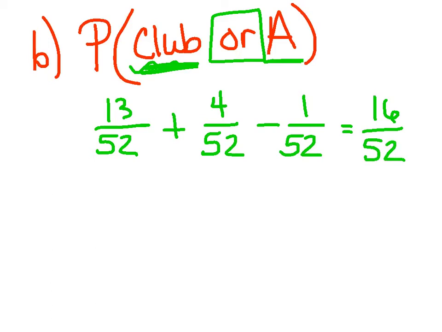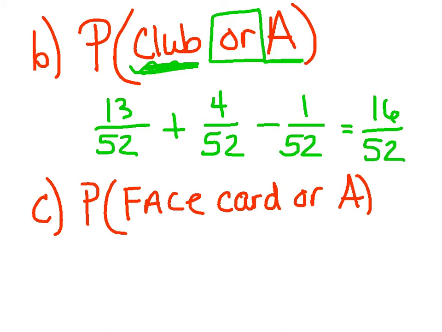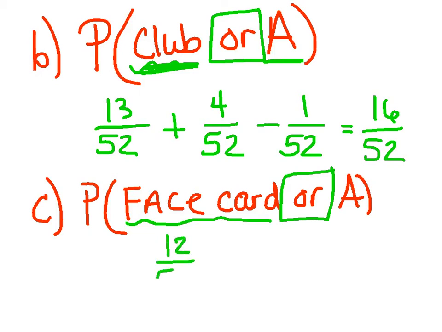So, I don't know how we're feeling there. Remember, add each of those together and subtract anything that repeats. All right, letter C. Find the probability that you are a face card or an ace. So again, I'm boxing in that word or. That's my add symbol. All right, so how many ways can you be a face card? Remember, there's 3 face cards, Jack, Queen, King, on the 4 suits. So that's 12 out of 52.